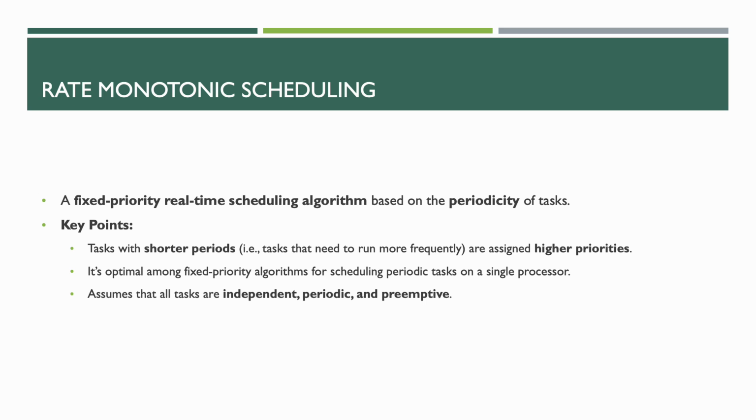RMS guarantees schedulability if the total CPU utilization satisfies the bound. RMS assumes no dependencies between tasks. If a higher priority task arrives while a lower priority task is executing, preemption occurs, meaning the lower priority task is paused.